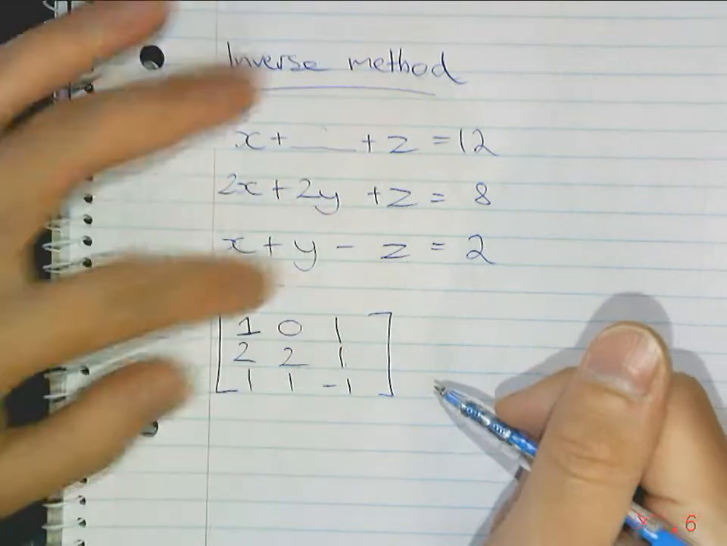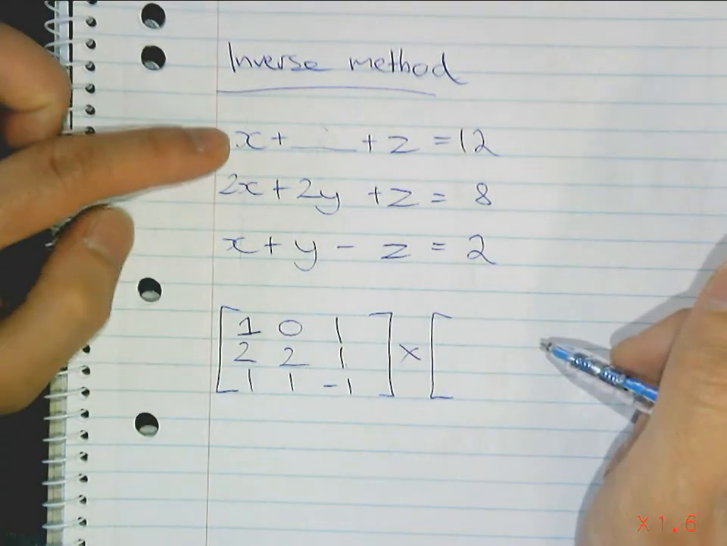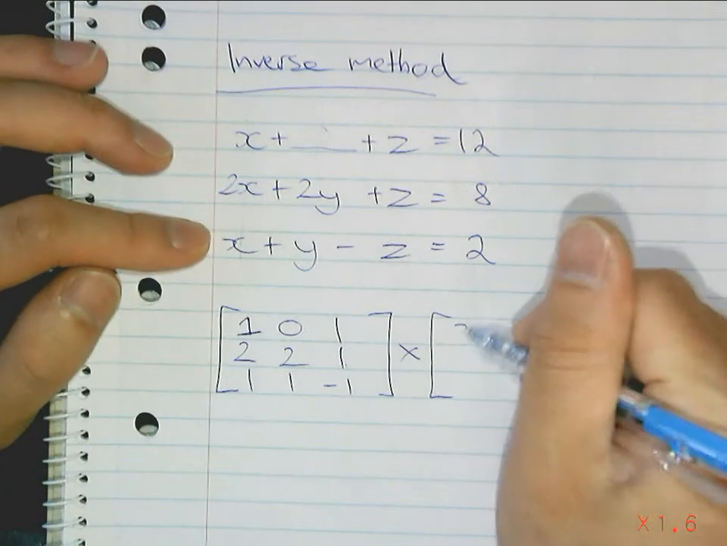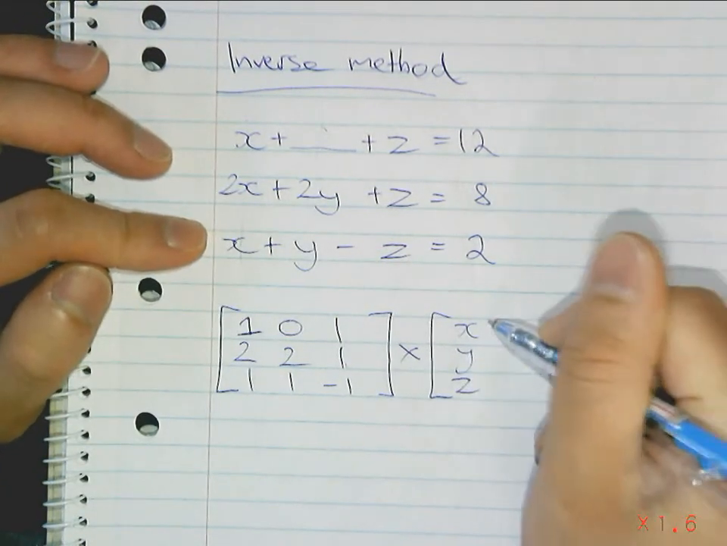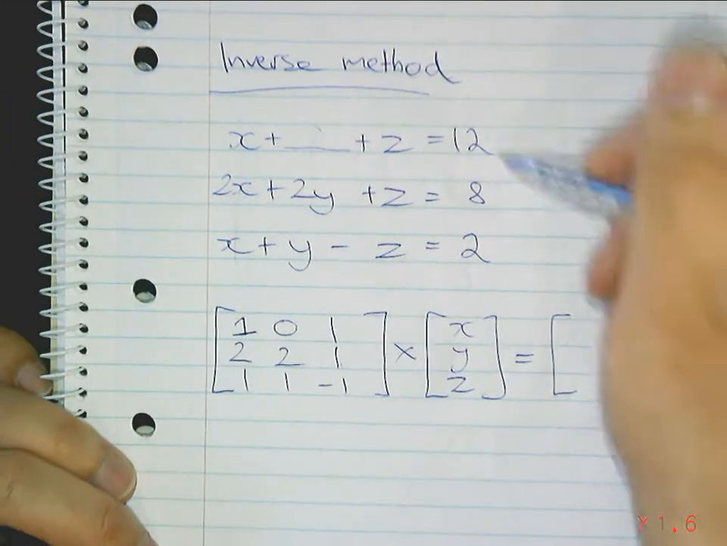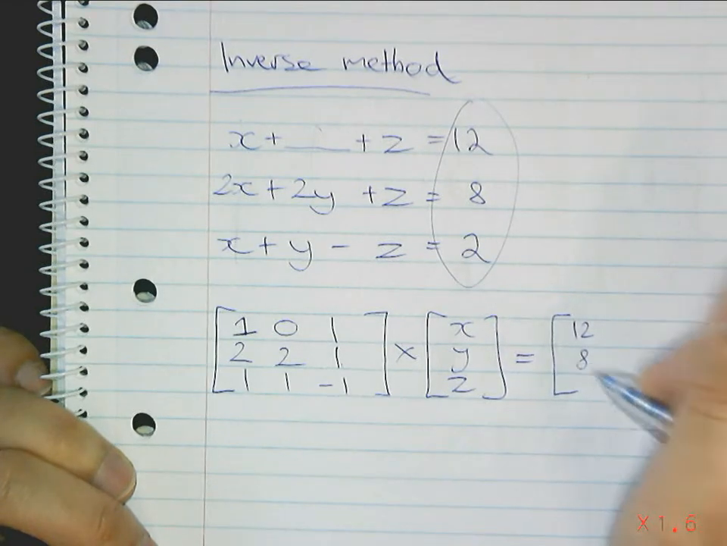This matrix I'm going to multiply with this other matrix, which will contain my unknown variables x, y, and z. I'm following that order, x, y, and z. And I'm going to make this equal to this matrix, which captures the answers on the other side of the equal sign: 12, 8, and 2.